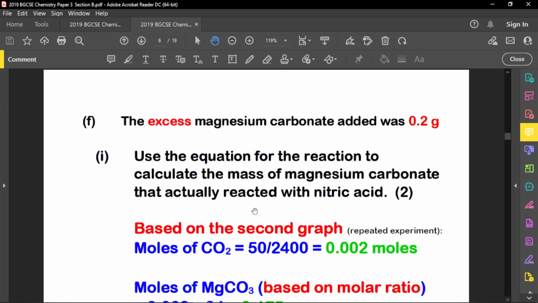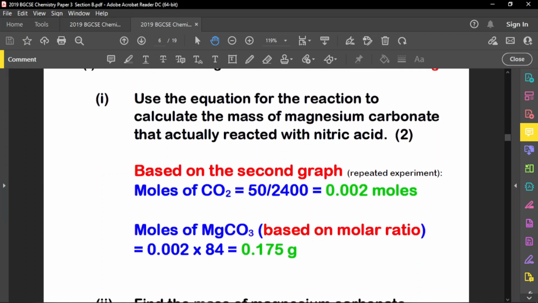Part F, it said the excess magnesium carbonate added was 0.2 grams. It said use the equation for the reaction to calculate the mass of magnesium carbonate that actually reacted with the nitric acid. Here I've used the second graph, because when I used the first graph and got 100, I ended up getting more than the 0.2. So I revert to the second graph. The second graph, which is half the concentration, gives half the amount of carbon dioxide produced. And so I use 50 centimeters cube of carbon dioxide produced.